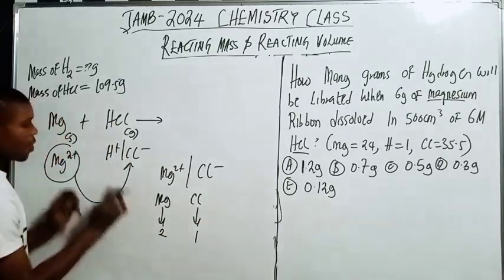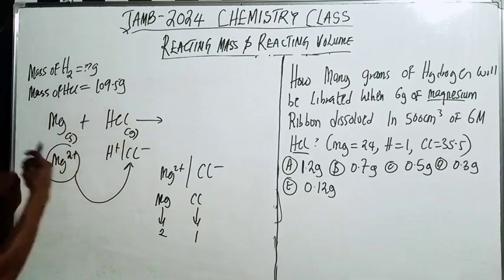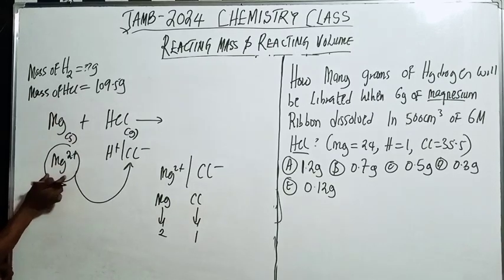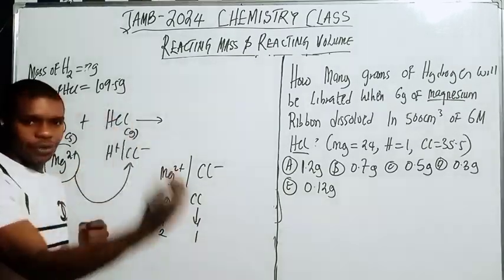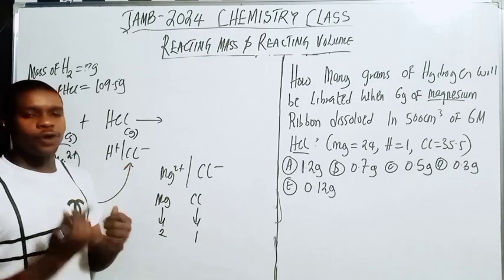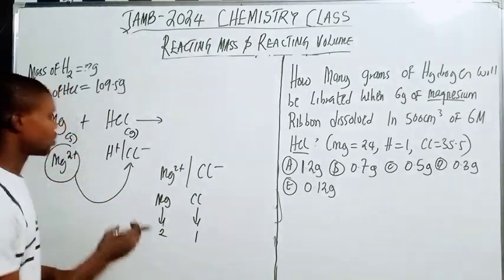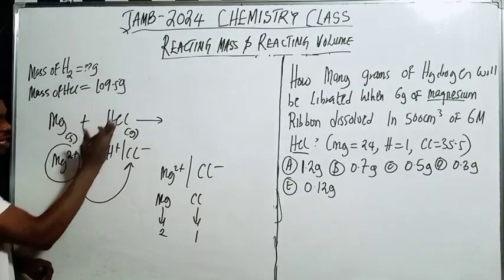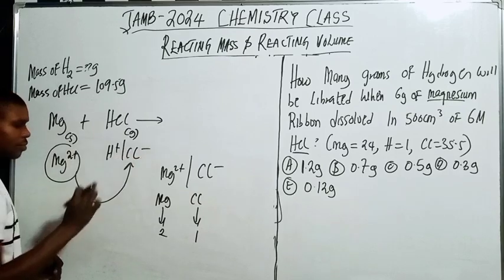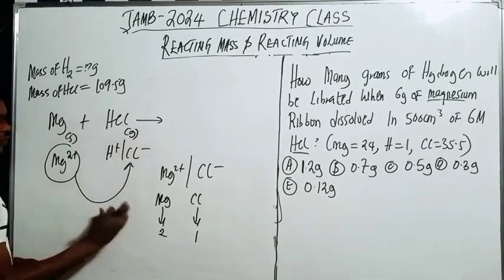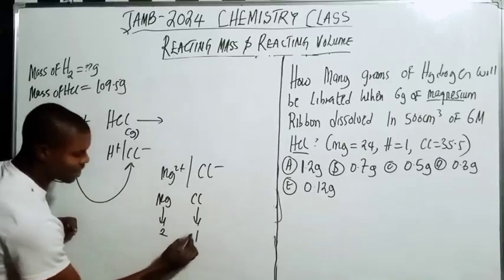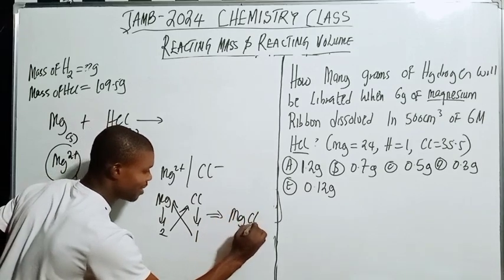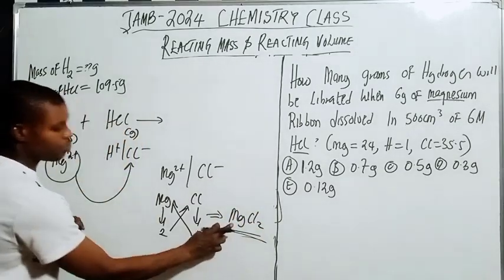Now, whenever you are reacting two things together, the first thing you want to do is know their oxidation state. So for magnesium, the oxidation state is Mg2+, because magnesium will always lose 2 electrons. Then hydrogen chloride, when you dissociate it here, you have H+ and Cl-. Positive attracts negative. So if you want to write the formula, this guy will move here, this guy will move here, and you have MgCl2. So magnesium chloride.